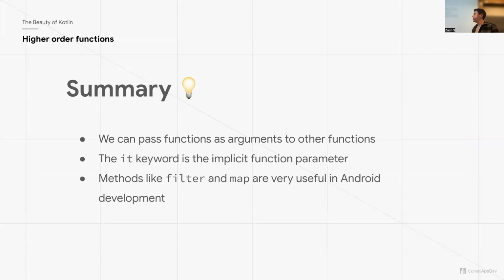And methods like filter and map tend to be very useful in Android development. For example, when you have data from a backend and you only want certain parts of it, right? You can use filter and map. It's extremely useful. So yeah, does anyone have any questions at all on this? Because this topic is a prerequisite for the next one.